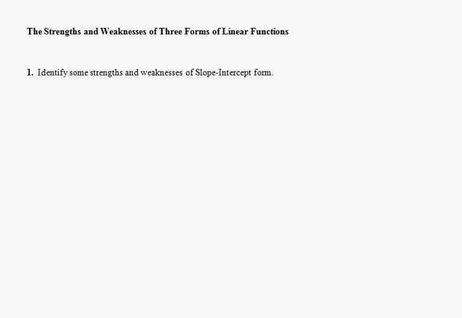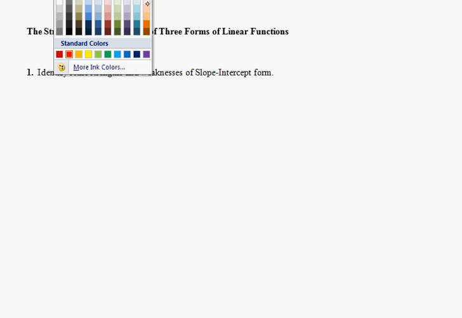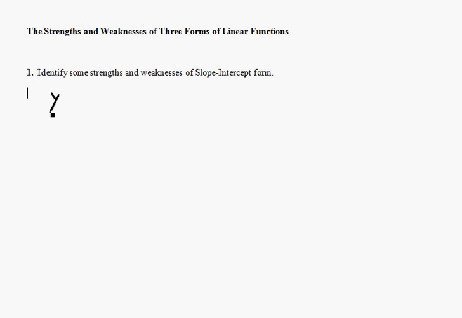Strengths and weaknesses of three forms of linear functions. Number 1. Identify some strengths and weaknesses of slope-intercept form. Recall that slope-intercept form, in general, looks like y equals mx plus b.